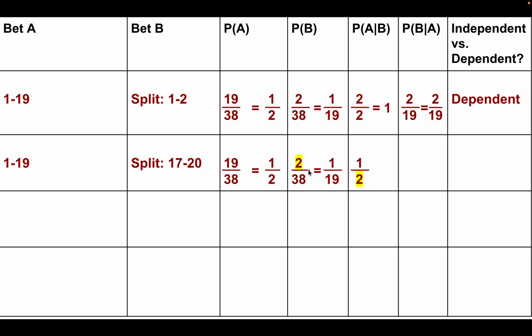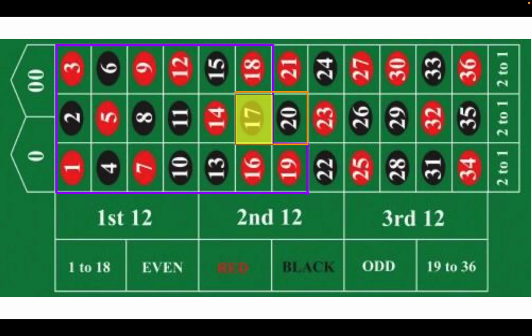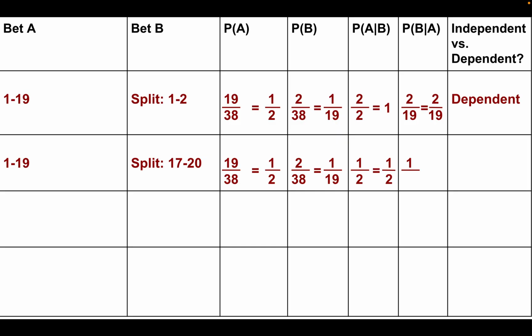Oh, yeah, I meant to highlight that. Okay. And so then that's just equal to 1/2. What about if we do it the other way? Well, the intersection is still 1. That's our overlap. And there's still going to be 19 ways to win bet A. So 1 out of 19 equals 1 out of 19.